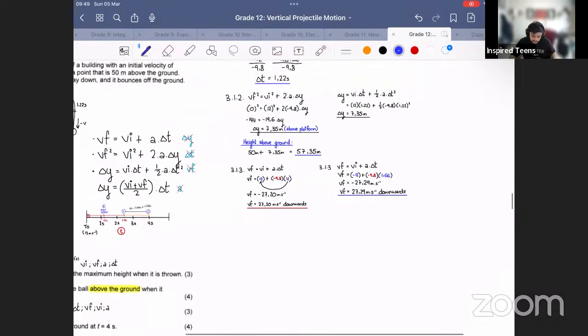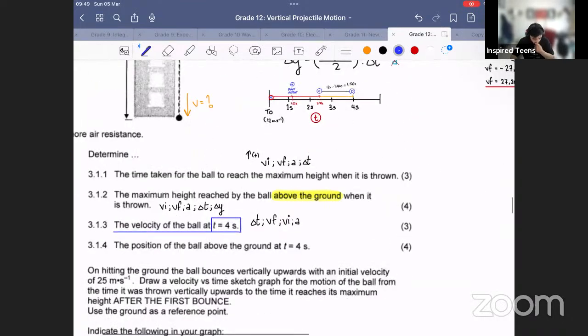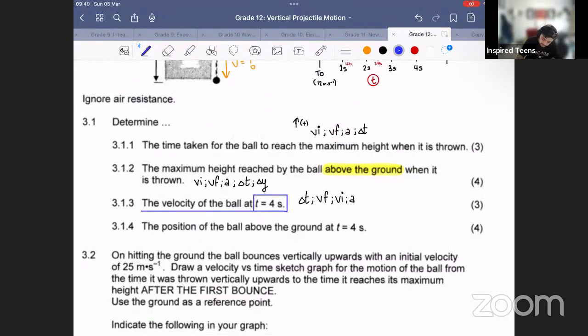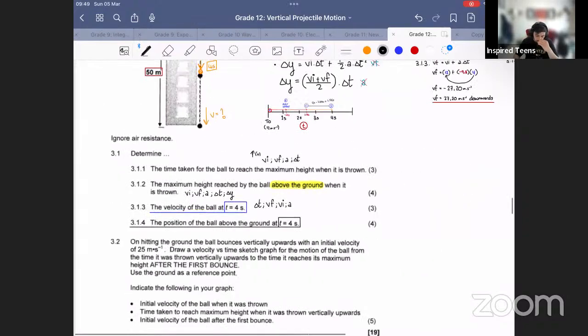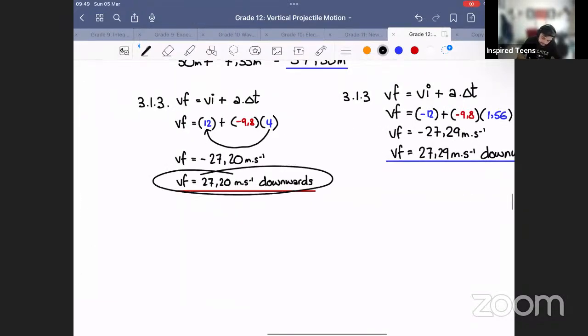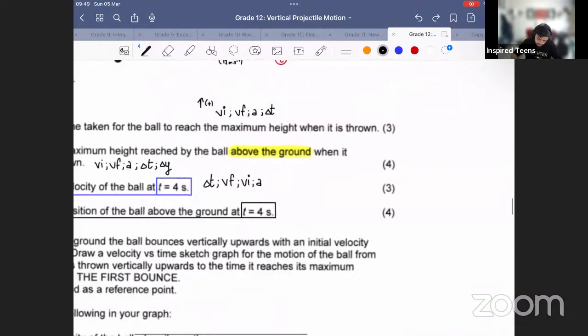Okay, let's try and finish this last question. 3.14, the position of the ball above the ground at t equals 4 seconds. Okay, so we have now the final velocity. Let's consider what we have at t equals 4 seconds.